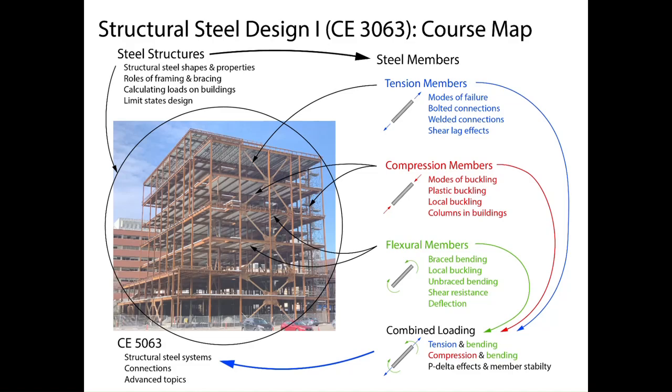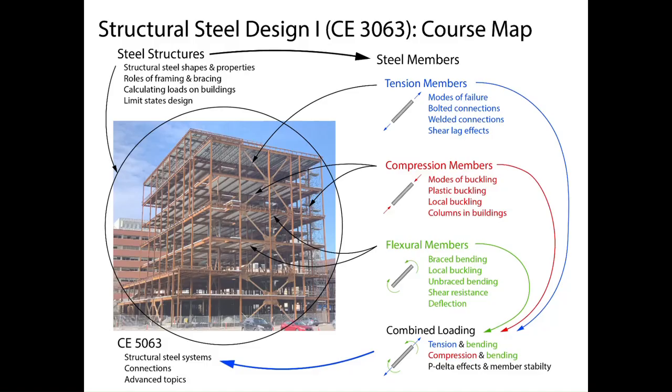We talked about compression members, how they might buckle. We talked about columns and buildings. We talked about effective lengths. Then we went on to flexural members, where we looked at braced and unbraced bending, and talked about shear resistance and deflection. The last couple of days, we started putting these things together. We looked at combined tension and bending, and compression and bending, and when we have compression and bending, we looked at the P-delta effects and overall member stability.